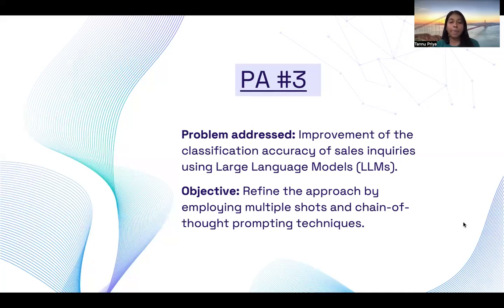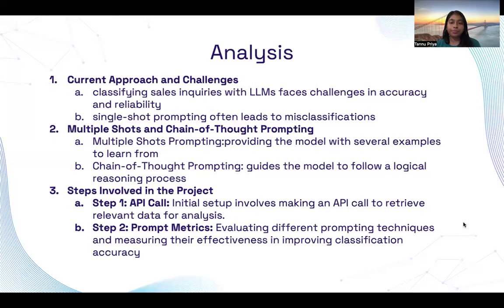So next slide, please. So our current method of classifying sales inquiries with LLMs faces challenges in accuracy and reliability. To address these challenges, we implemented multiple shots prompting, which provides the model with several examples, improving its ability to generalize from varied contexts and enhance classification accuracy. And the second one is chain of thought prompting, which guides the model to follow a logical reasoning process, ensuring structured and coherent classifications. Also, this part has involved two key steps, which are API call and prompt metrics.